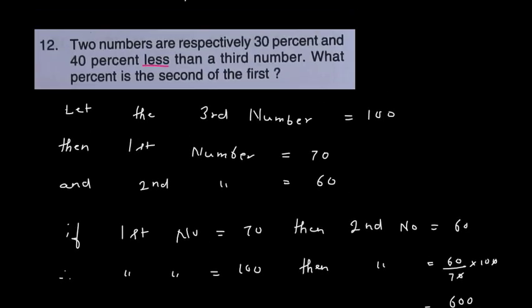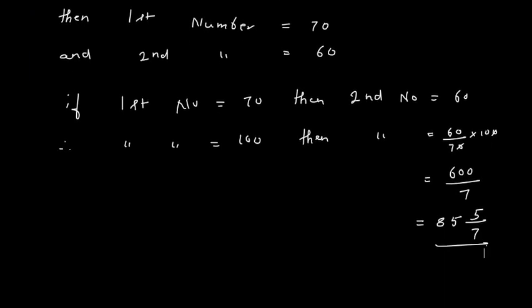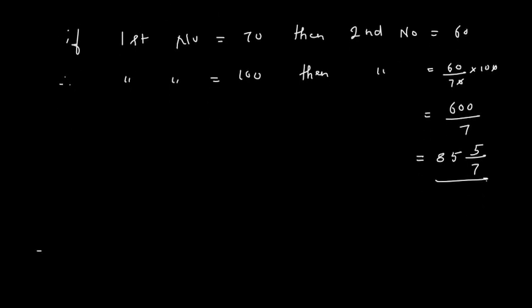Now the question is, what percent is the second of the first? So if the first is 100, the second is 85 and 5 by 7. Therefore the second number is 85 and 5 by 7 percent of the first number.